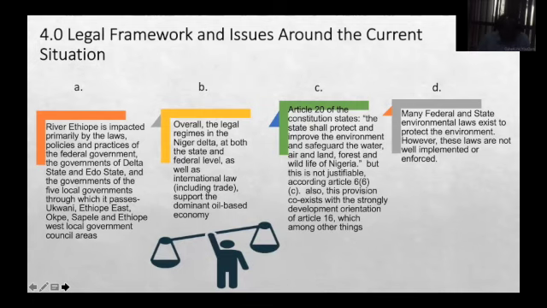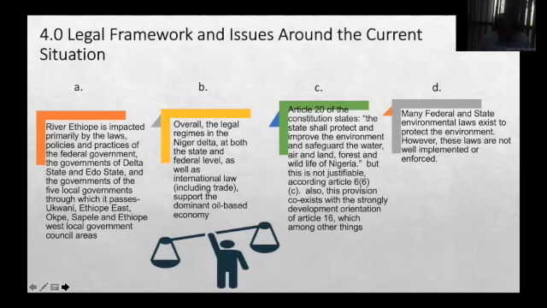Overall, the legal regime in the Niger Delta regions at the state, federal, and international levels supports the dominant oil economy of the area. Article 20 of the Constitution states, the state shall protect and improve the environment and safeguard the water, air and land, forests, and wildlife of Nigeria. But this is not justiciable according to Article 6 of the same Constitution.